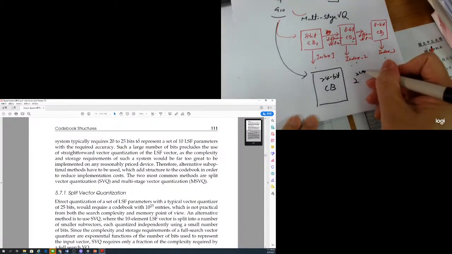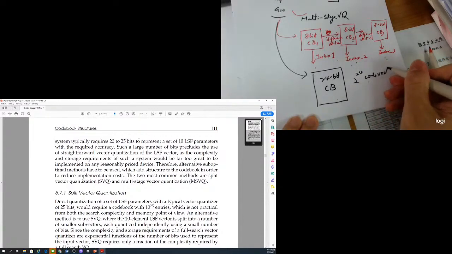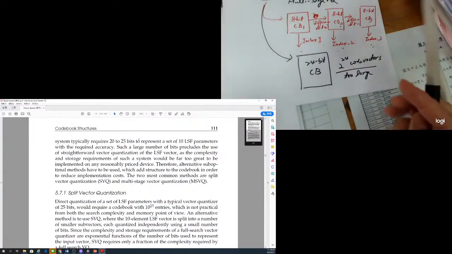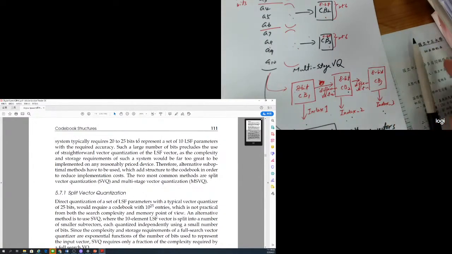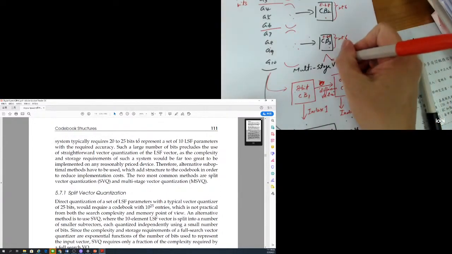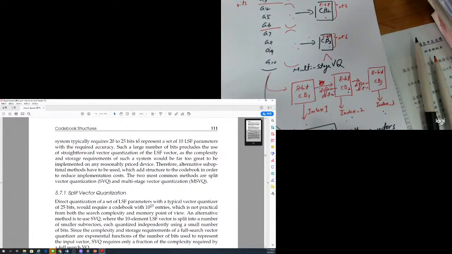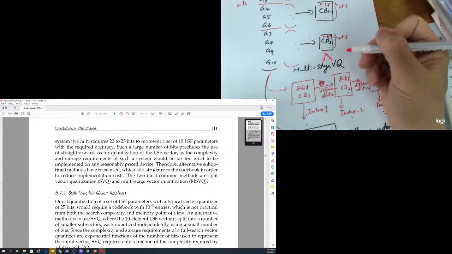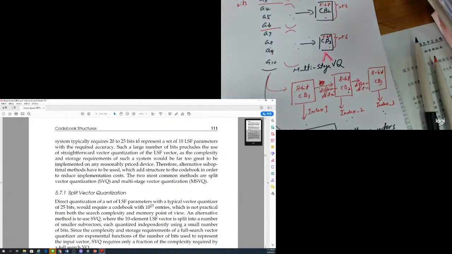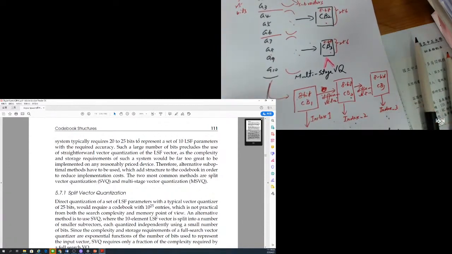A 24-bit codebook is 2 to the power 24 codevectors, which is too big, so we use subvectors. Here you can see multi-stage vector quantization. Usually the performance of multiple stage vector quantization is better than split vector quantization. Why? Because split vector quantization can be viewed as a special case.